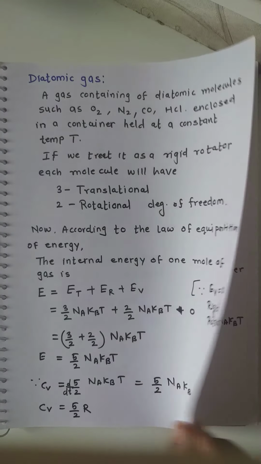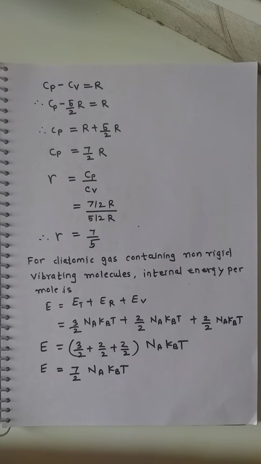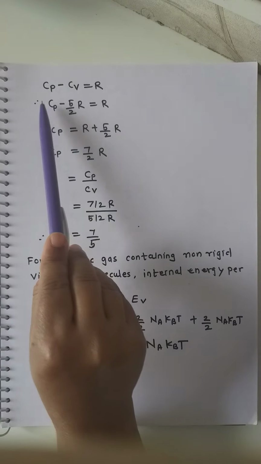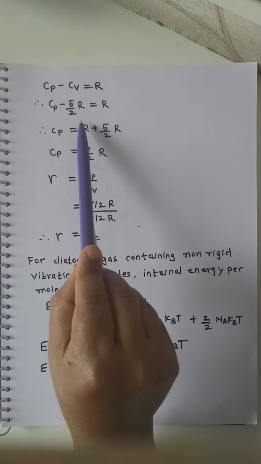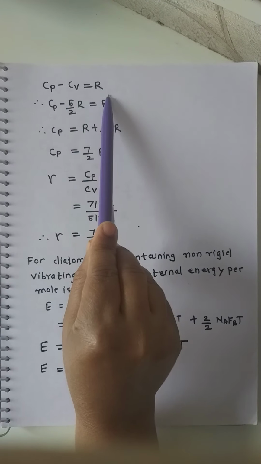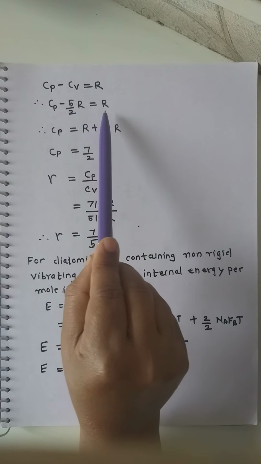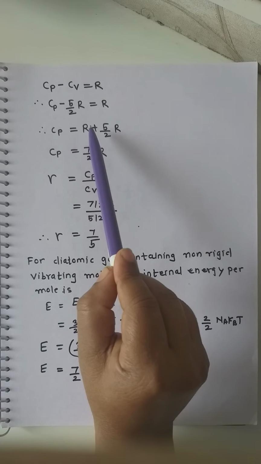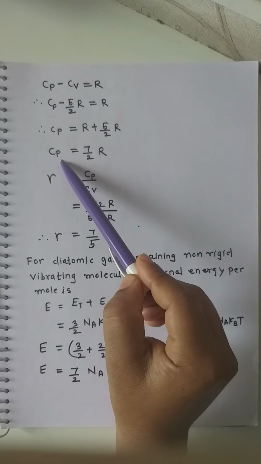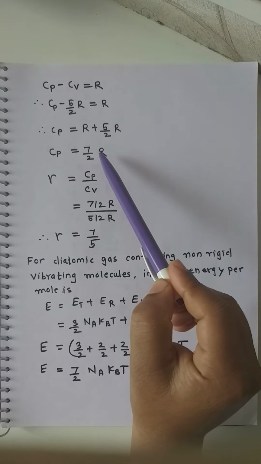So again, with the help of Mayer's relation, find the ratio. Put the value of Cv in Mayer's relation: Cp minus Cv is equal to R. Substituting the value of Cv, Cp minus 5 by 2 R is equal to R. Cp is equal to R plus 5 by 2 into R. So I get the value of Cp as 7 by 2 into R.